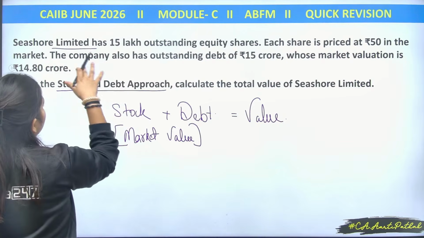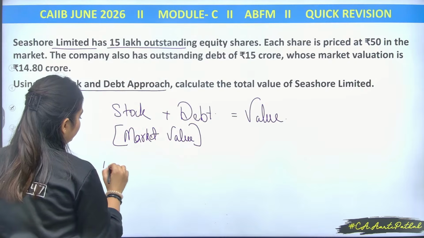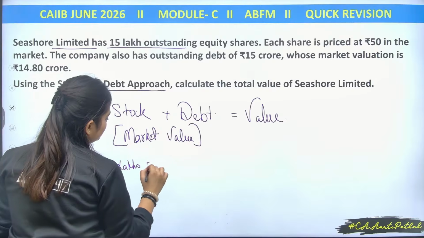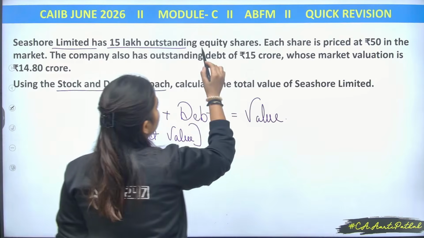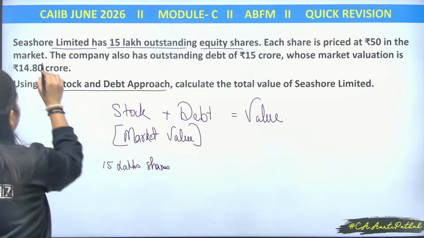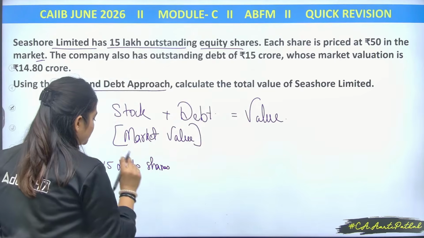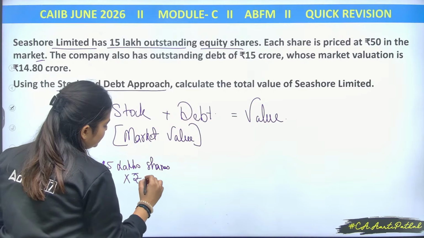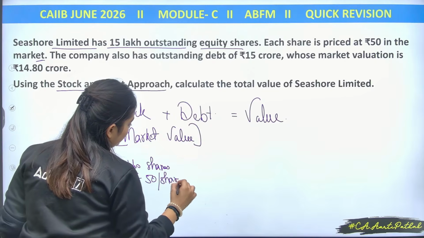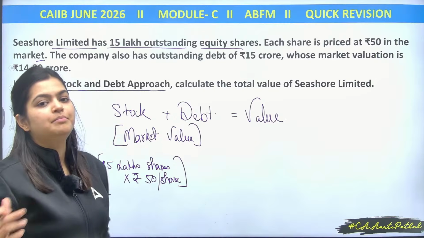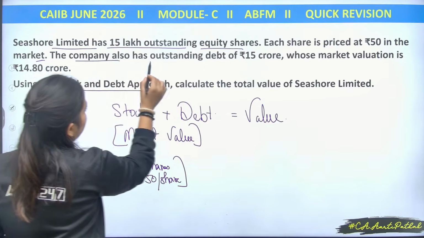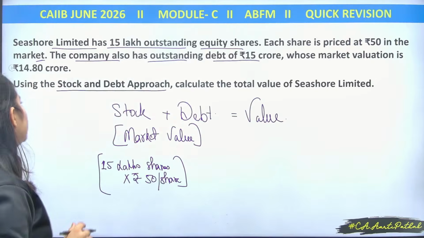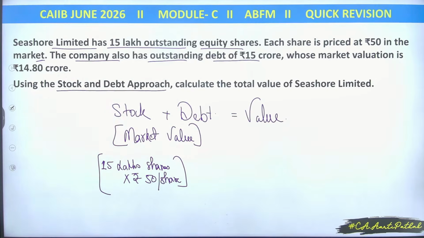She Sure Limited has 15 lakh outstanding equity shares, and each share is priced at 50 in the market. So 15 lakh shares are listed on the stock market and each share price is 50. If you multiply this, it will give you total market cap. The company has outstanding debt of 15 crores, whose market valuation is 14.80 crores. Tell me, which value will you take for the debt value here, 15 or 14.80?